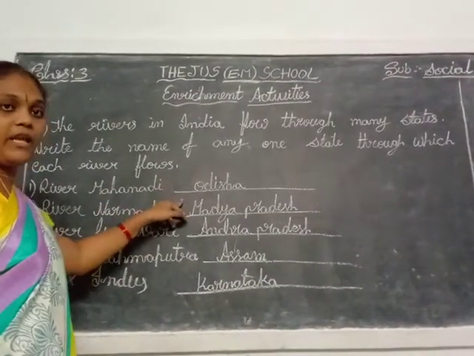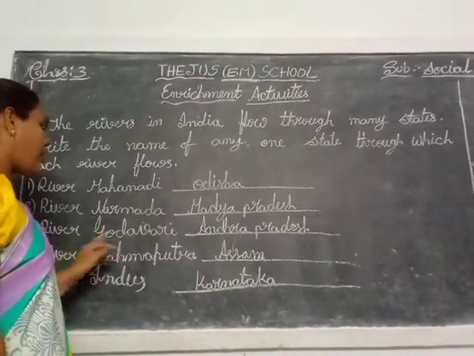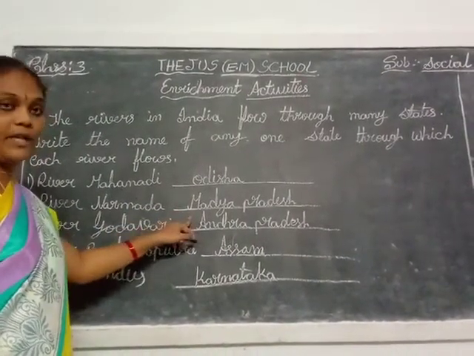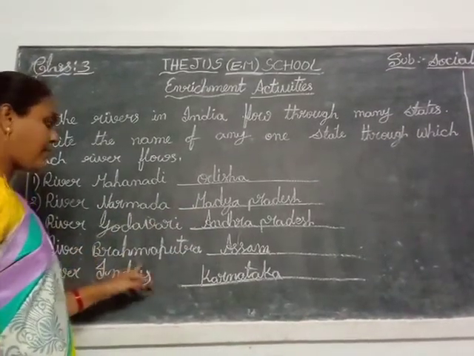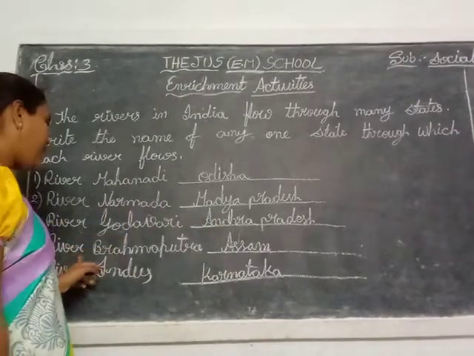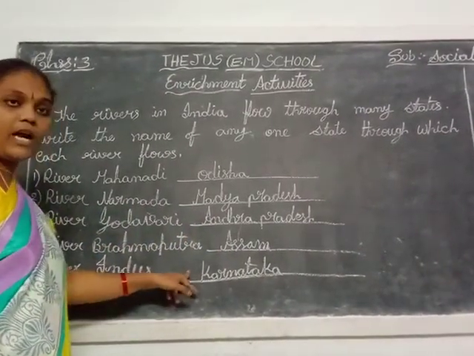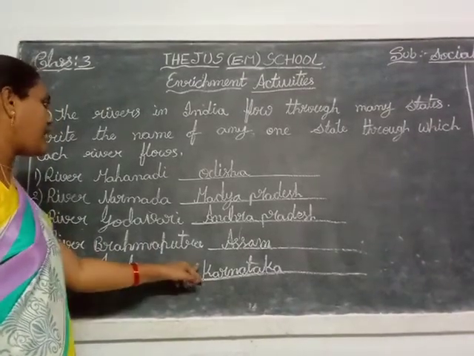River Narmada, Madhya Pradesh. River Godavari, Andhra Pradesh. River Brahmaputra, Assam. River Indus, Karnataka.